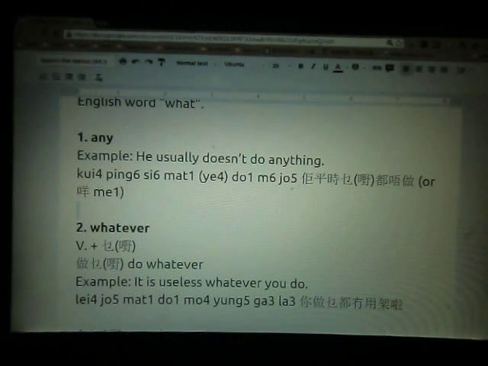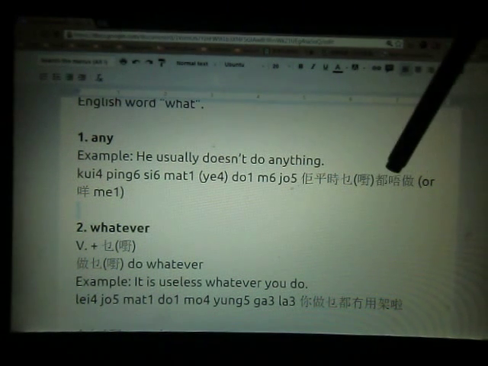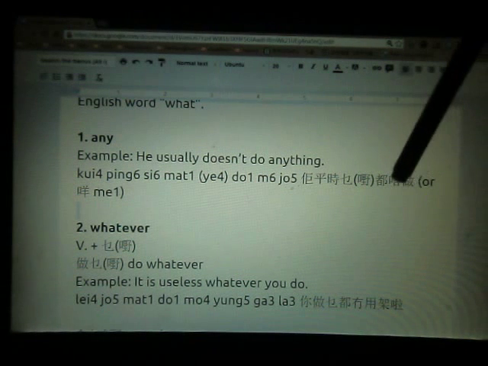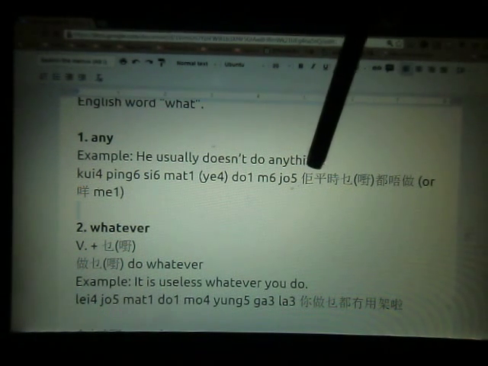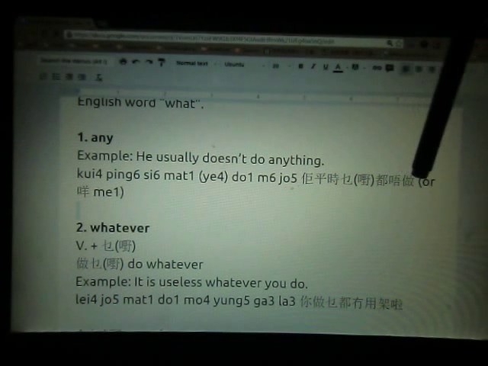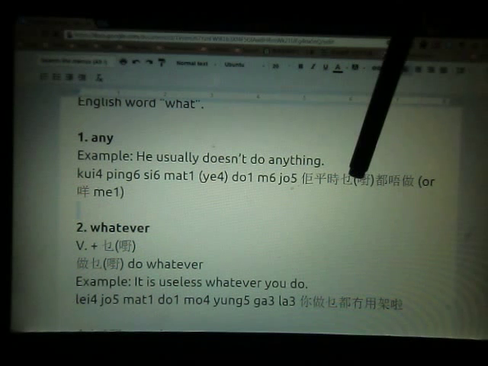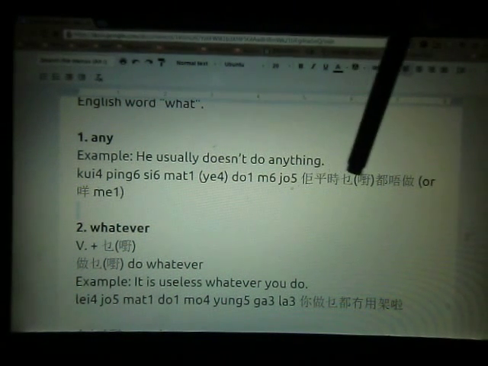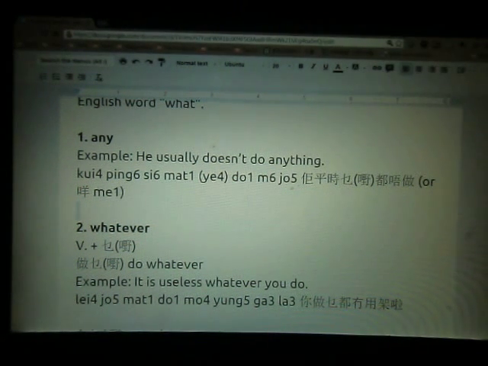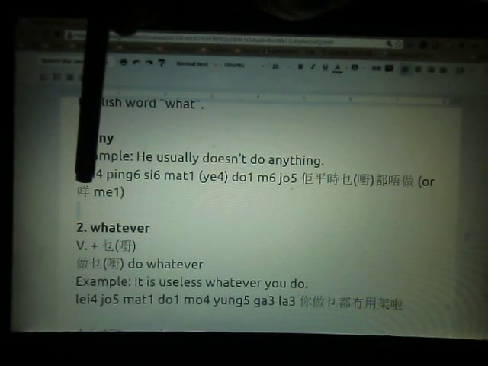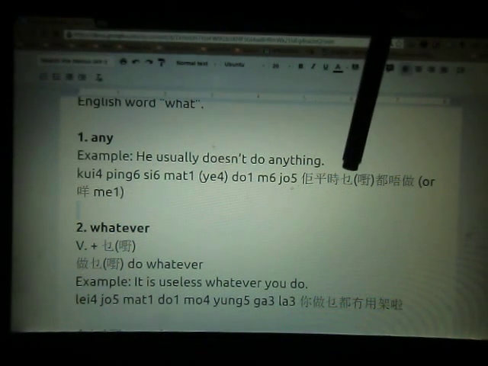都 here has some meaning related to inclusivity. So regardless of whatever thing, would not do it. 都 means all inclusive or all embracive. So it's something like an adverb to the verb. Okay, so 佢平時乜嘢都唔做. Or sometimes we would say 佢平時咩都唔做 or 佢平時咩嘢都唔做, it is the same thing. So actually the word 咩 is derived from 乜嘢.